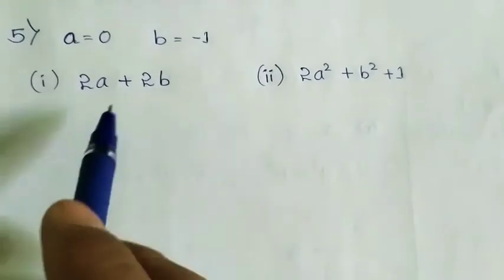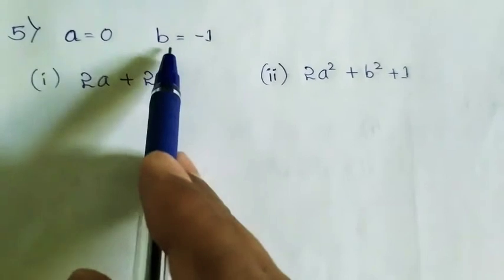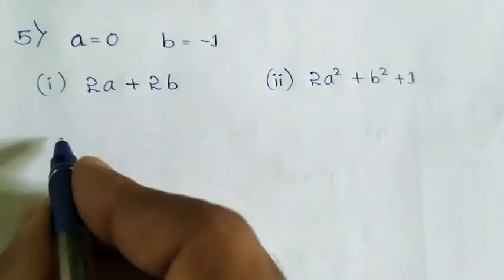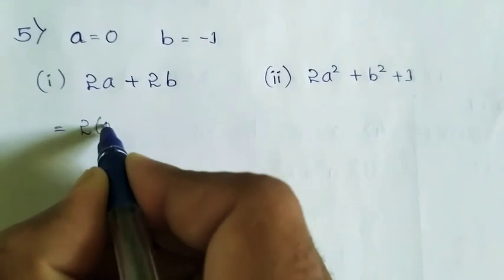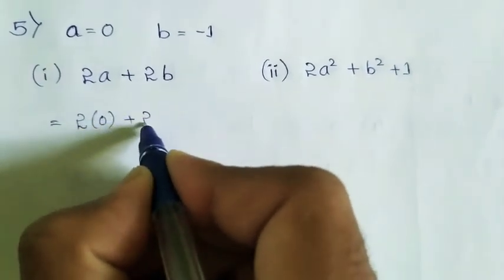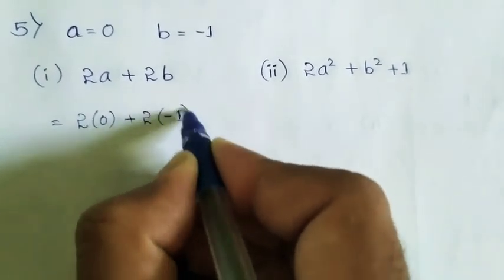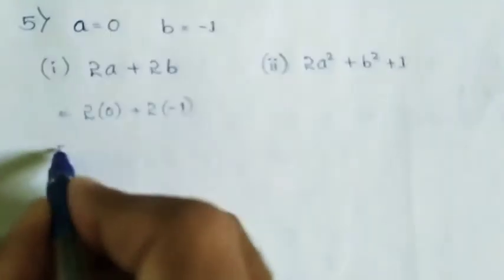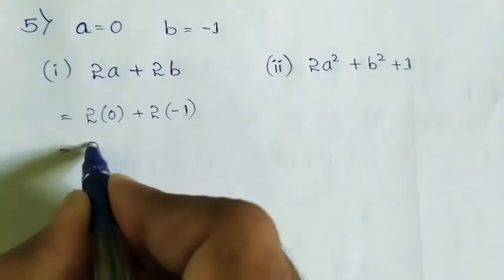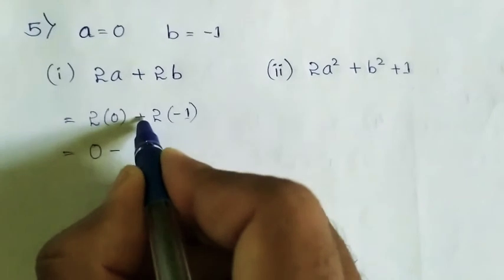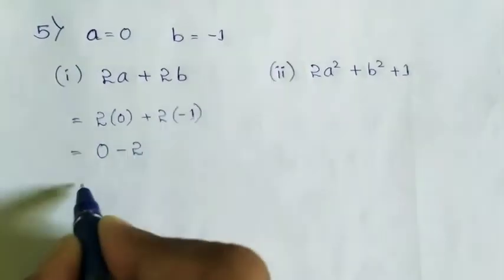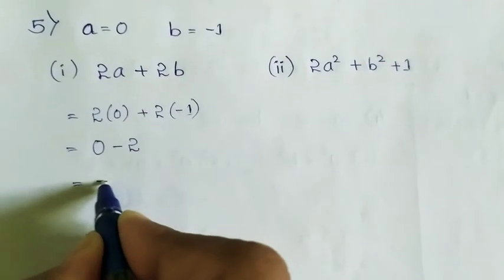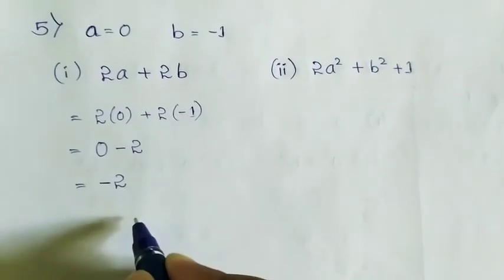Now fifth one, they given A value as 0, B value as minus 1. Put now and find the answers. 2 into 0 plus 2 into minus 1, because B is minus 1. 2 into 0, it is always 0. Plus into minus, minus 2 ones are 2. So 0 minus 2 it will be minus 2.